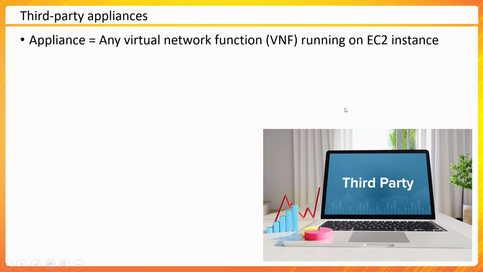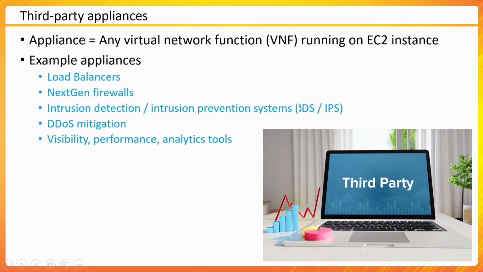Appliances is a common term for any services or network function running on EC2 instances. Maybe some examples will enlighten you more. Like, I want to have a third-party load balancer. Maybe I am using some third-party load balancer like BalanceNG or Checkpoint or F5 and I want to bring them to cloud. Maybe third-party firewalls, maybe an intrusion detection system or intrusion prevention system, some system which can help you to mitigate DDoS attack, distributed denial of service attack, and maybe you have some custom tools you require for visibility, performance monitoring, or analysis of the data which is coming into your application.